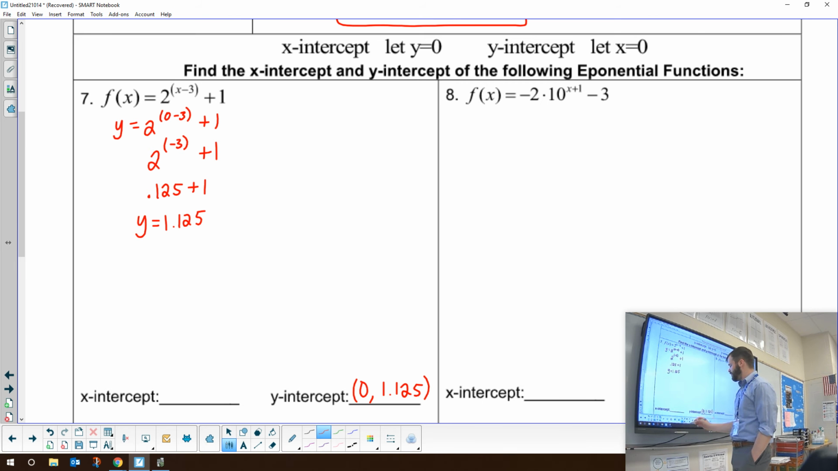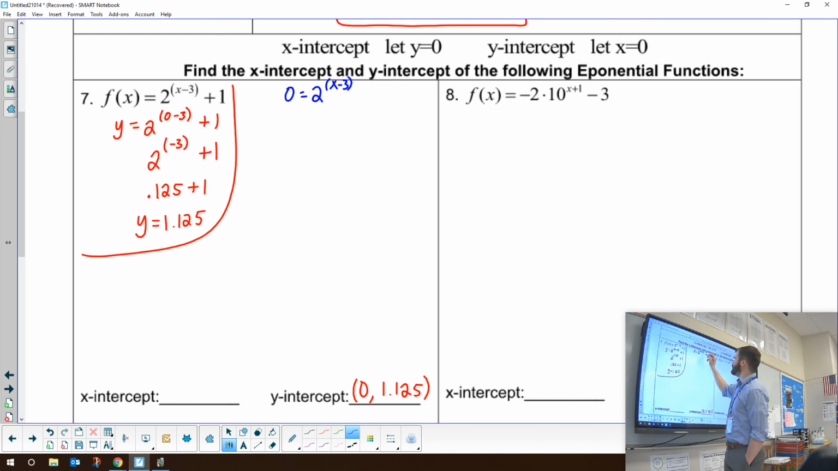All right, what about my x-intercept? Okay, so for my x-intercept, remember what we do. We're going to make my y 0. So we're going to go 0 equals 2 times x minus 3 plus 1. And now we're just going to be solving this, okay? So we're just going to be solving for my x. All right, so to do that, we're going to need to minus 1 to both sides. That's going to give me negative 1 equals 2 to the x minus 3.